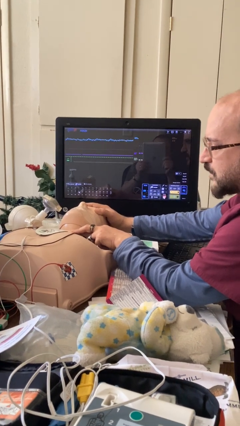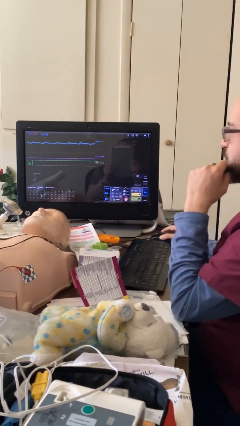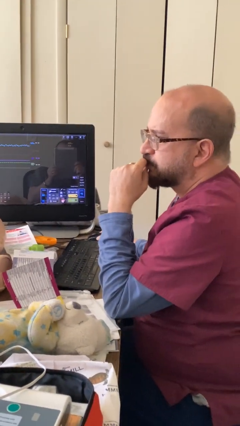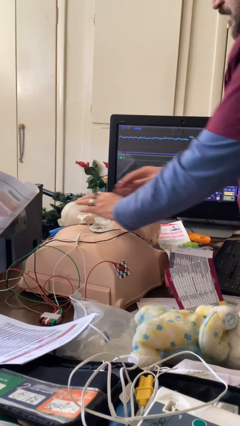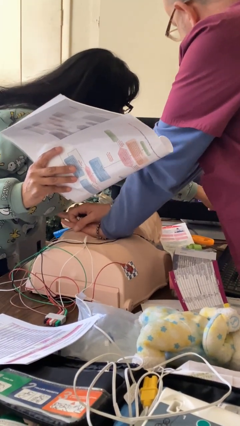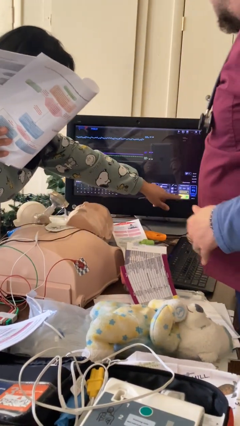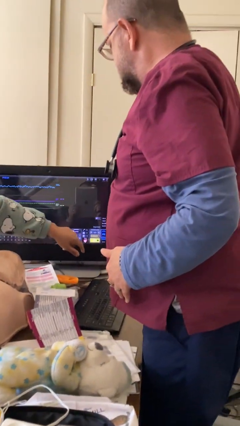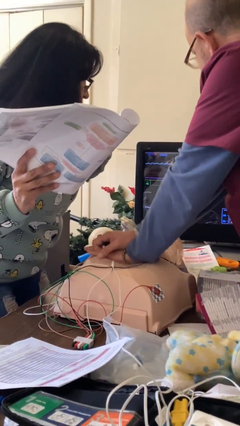And so the pads are on. So what's the shock recommended now? The shock recommended is 2 joules per kilo. He's 10 kilos, so how many joules? 20. So set it at 20. Charge. Clear. Everybody clear? No change. Back to CPR.